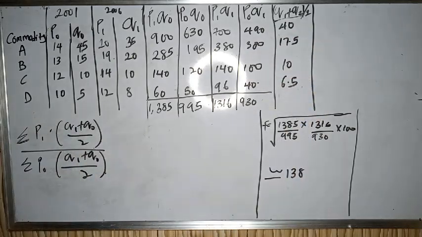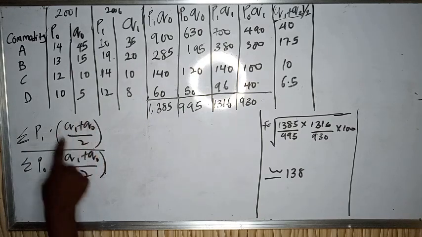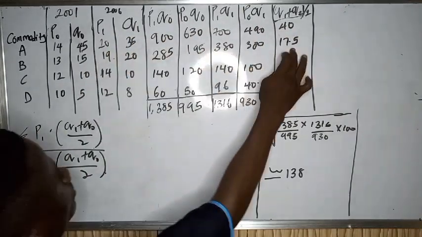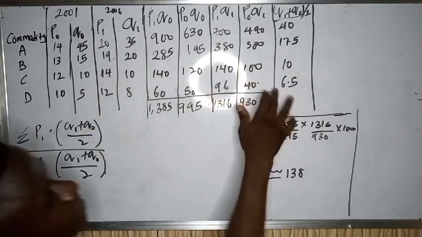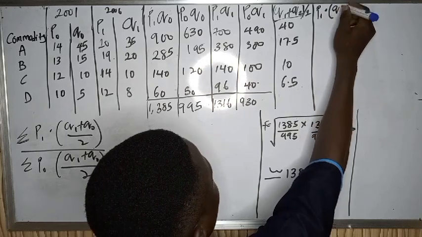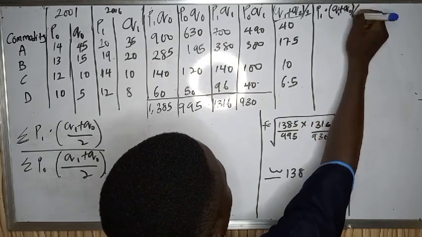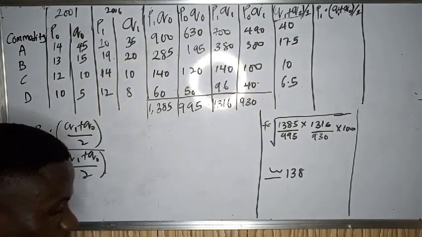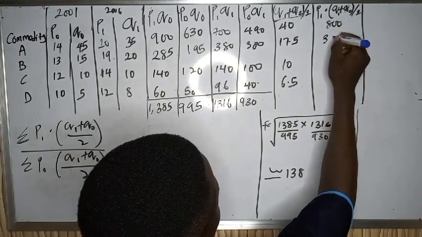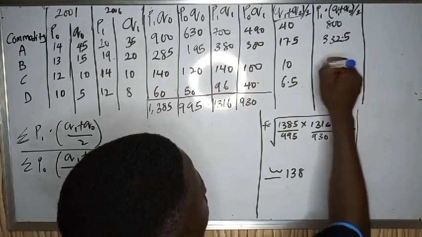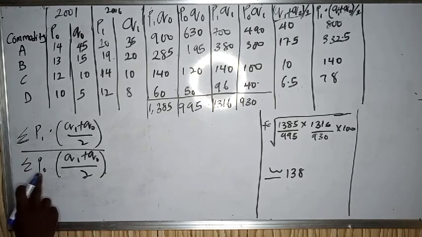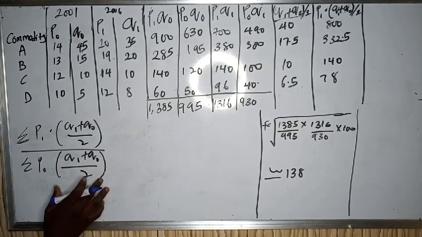Then the next thing you're going to do is to multiply P1 times your calculated value. So my P1 times: 20 times 40, 19 times 17.5, 14 times 10 and 12 times 6.5. So we have P1 multiplied by Q1 plus Q0 divided by 2. If you do that, you're going to be having 800, 332.5, 140 and 78.